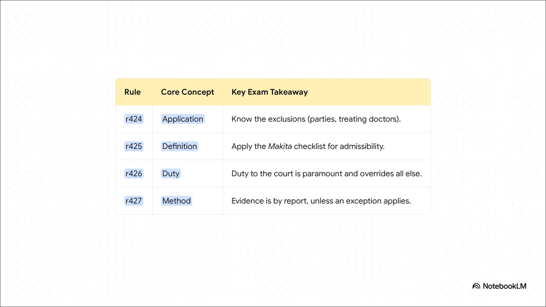Let's nail this down. Rule 424, think application, and know those key exclusions, especially the treating doctor. Rule 425, that's your definition. Your trigger here is the Makita checklist for admissibility. Rule 426, that's the big one, duty. The duty to the court is paramount, period. And finally, Rule 427, that's the method. Evidence is by report, unless, and this is key, one of those 3 exceptions applies. Get those 4 things straight, and you are in a really, really good spot.